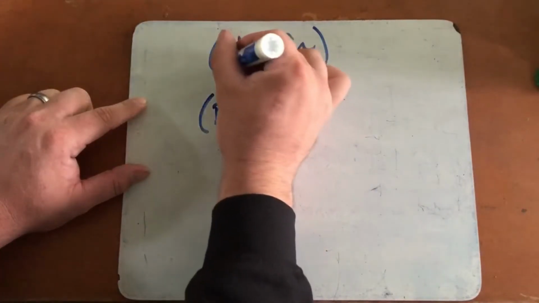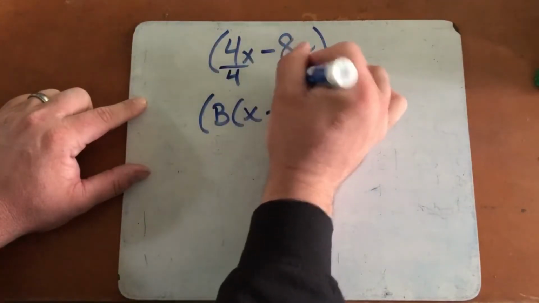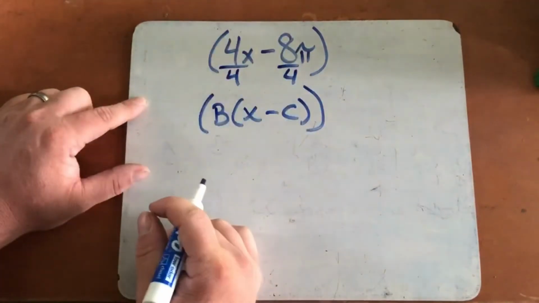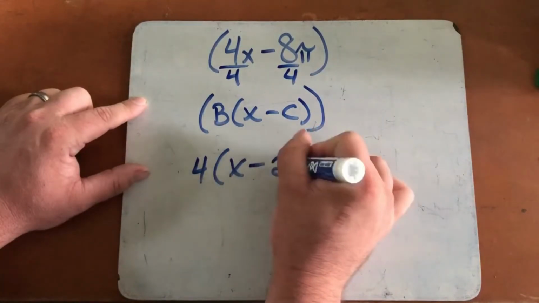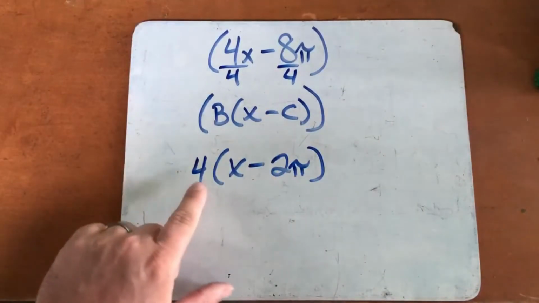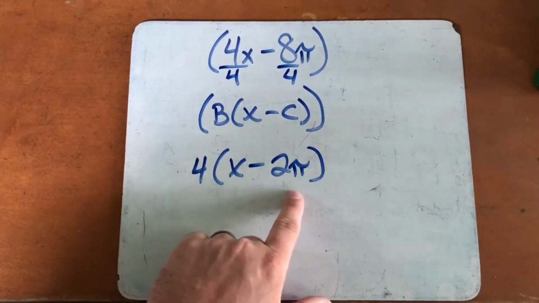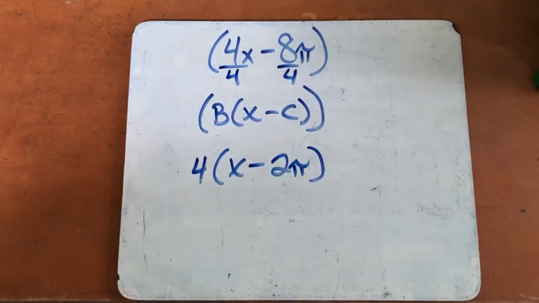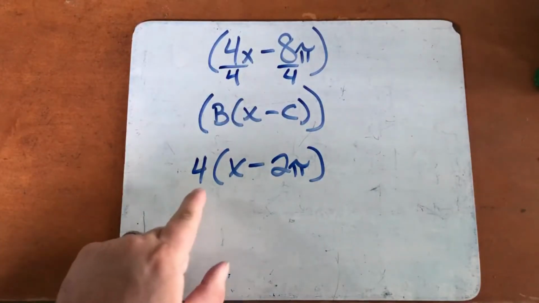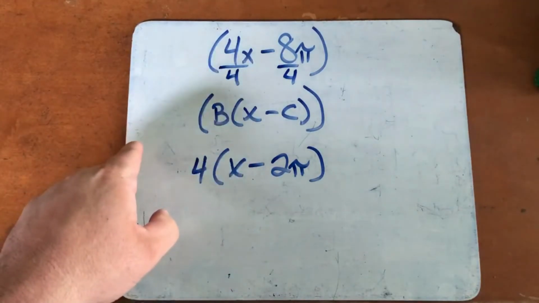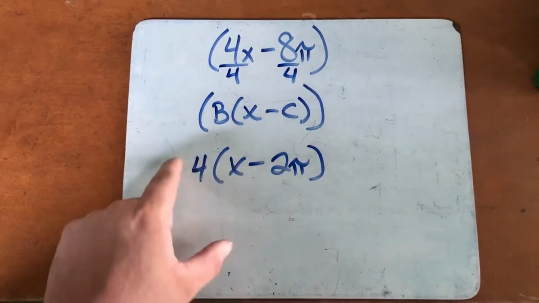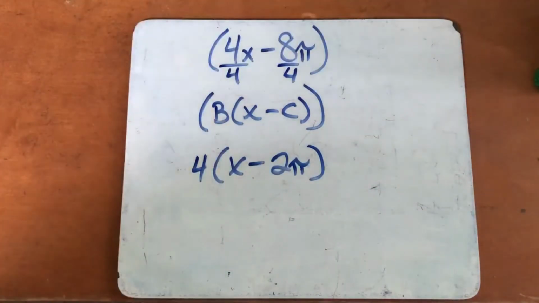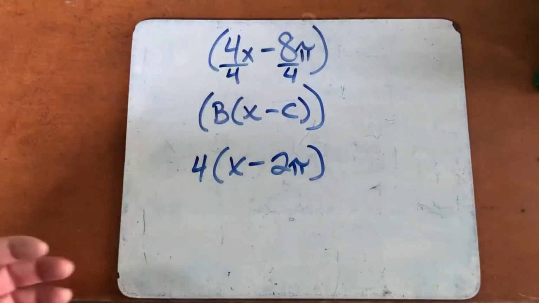This is what I'm looking at as B. So I just divide both of these by 4, or in this case, I factor out whatever number's in front of the x. When I factor that out, that gives me 4 parentheses x minus 2 pi. And now this does look like B parentheses x minus C. So when we're looking for key features from an equation, we have to make sure that we factor out B first to find A, B, C, and D. When I write the equation from a graph, I'm going to write it like this first, and then I'm going to need to distribute to get back to this part. We'll deal more with that tomorrow.